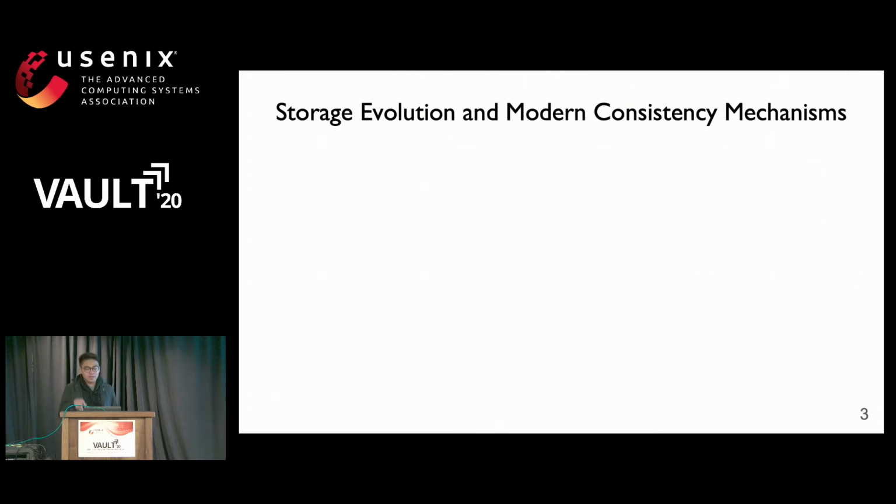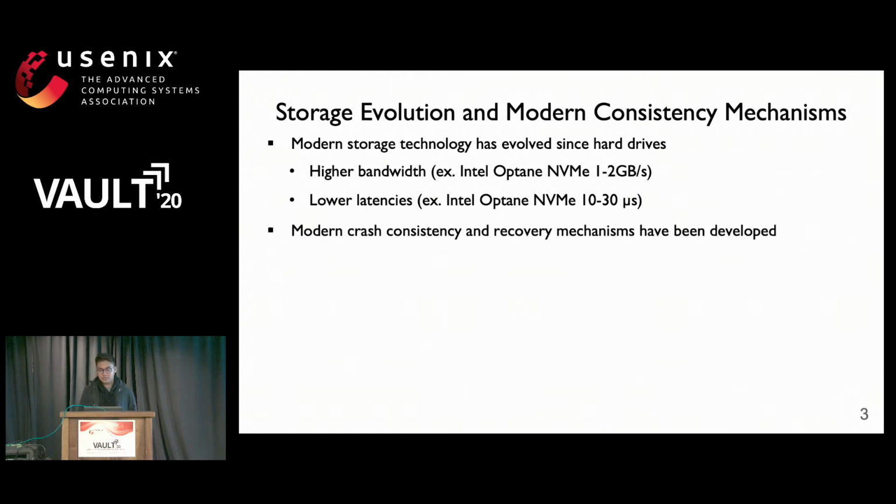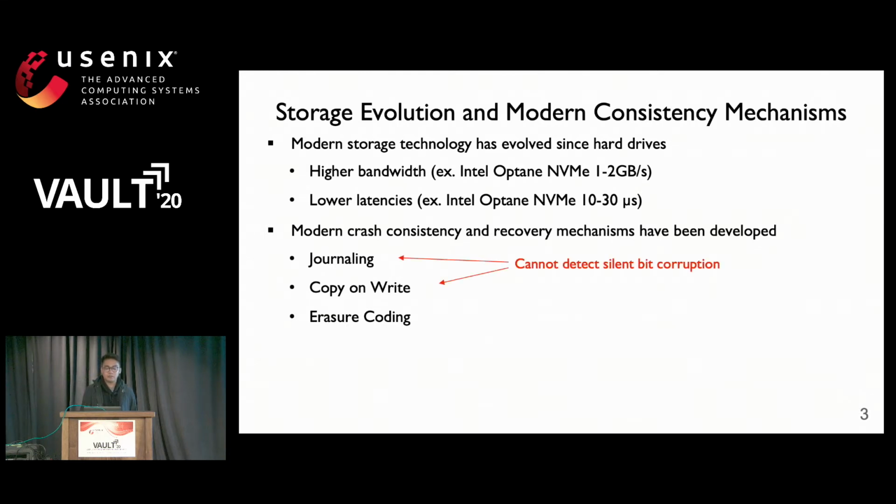On the other hand, modern storage and consistency mechanisms have also evolved since the file system checker was conceived. First off, modern storage has evolved since hard drives. For example, newer storage technologies like Intel Optane and NVMe provide higher bandwidth as well as lower latencies. There have also been many developments to support crash consistency and recovery, such as journaling, copy on write, and erasure coding. However, mechanisms such as journaling and copy on write cannot detect silent bit corruptions. And for erasure coding, reconstruction and resharding of data can be quite time-consuming.